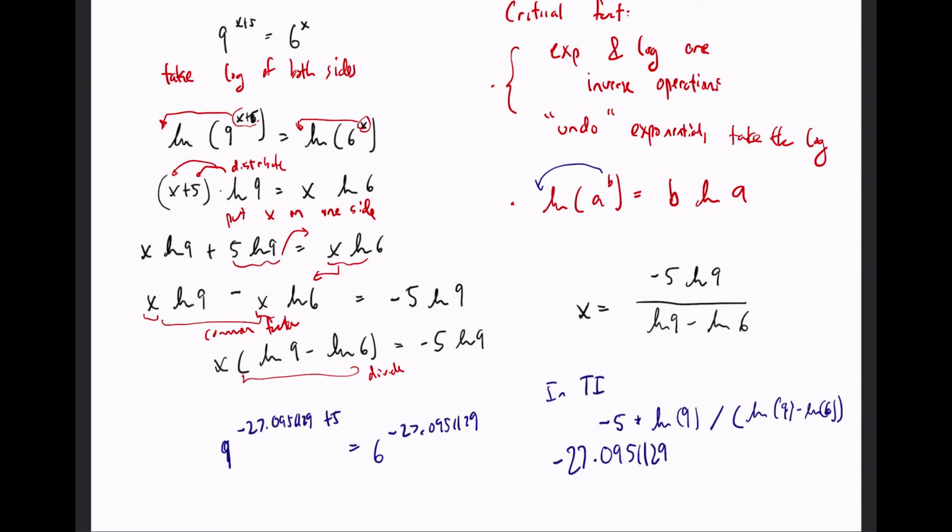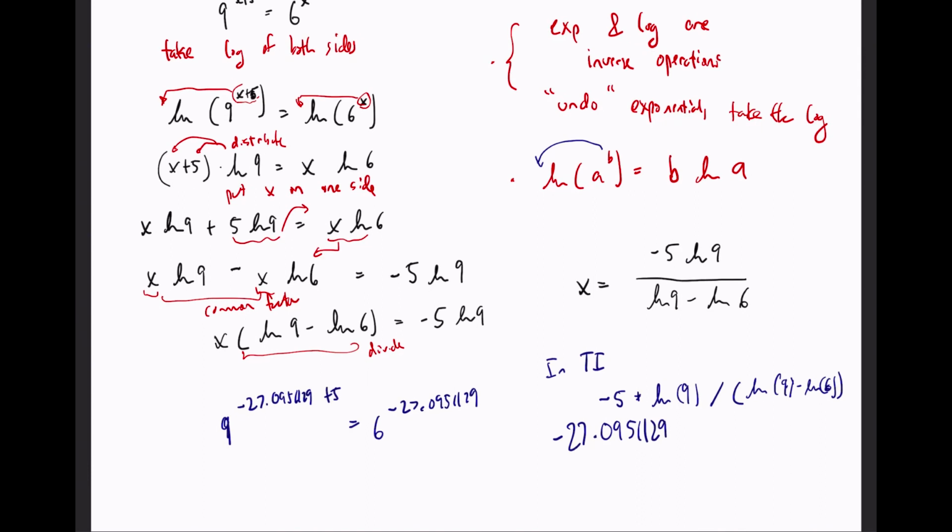And so I checked this. So if I take this, then you can check this by going 9 to the answer plus 5 minus 6 to the answer, and I got minus 1.42 times 10 to the minus 33, which is about 0. So absolutely, this solves the problem.